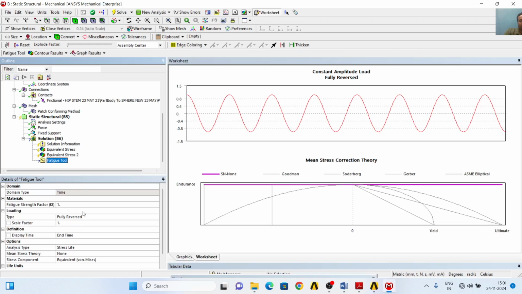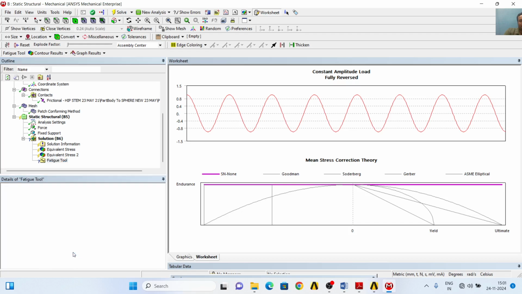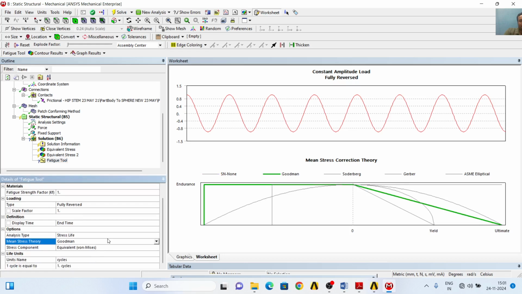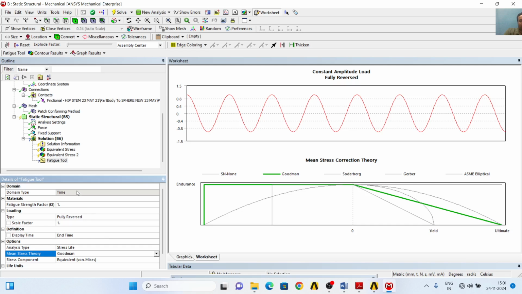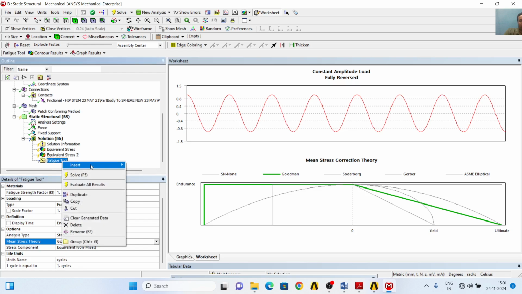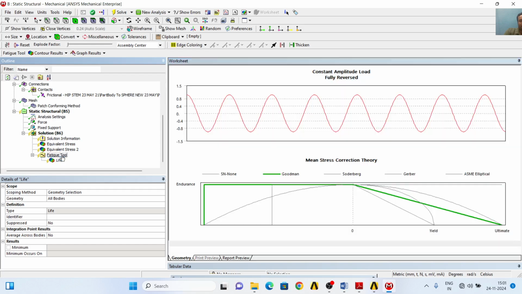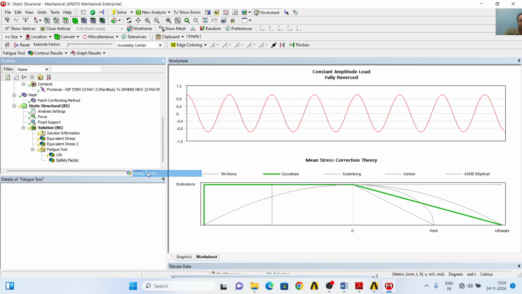I will define its properties now. First of all, analysis type is stress life, and mean stress theory, I will use the Goodman mean stress fatigue theory. Okay, and the reverse scale factor is 1, and the stress life type is equivalent, fully reversed. Okay, one cycle is equal to one cycle. And now I will insert life, insert safety factor, and it is okay.